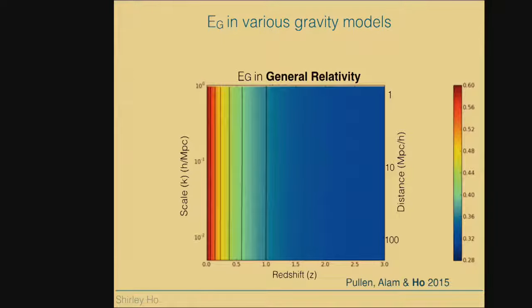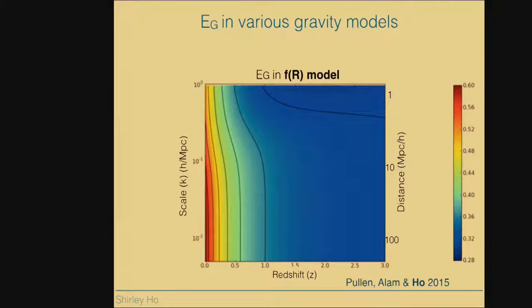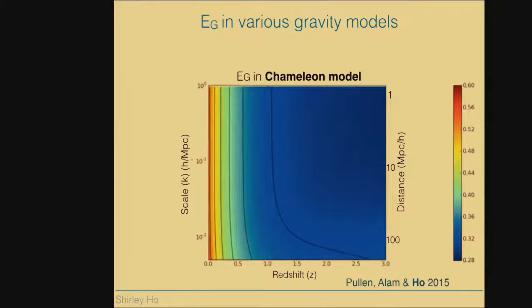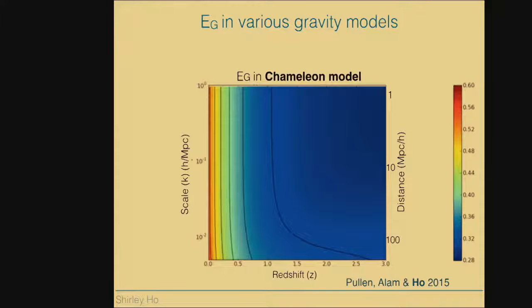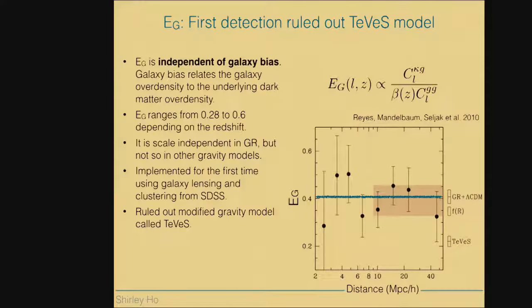So let me show you what EG looks like in various gravity models. This is in Einstein's theory of gravity as a function of scale and redshift. You've seen something similar before, but for the growth factor. Then the f(R) gravity model, the chameleon model. So fairly different. Now if you see anything different from the original expected GR measurement of EG, then you can say, okay, at least there's a deviation from GR. And if you know what it is as a function of scale and redshift, you might be able to pin down what gravity model it should be.